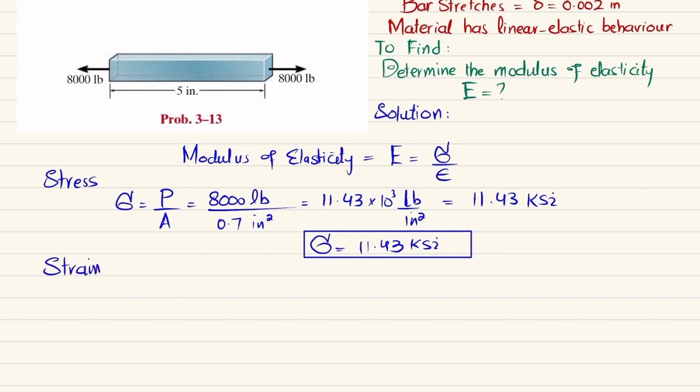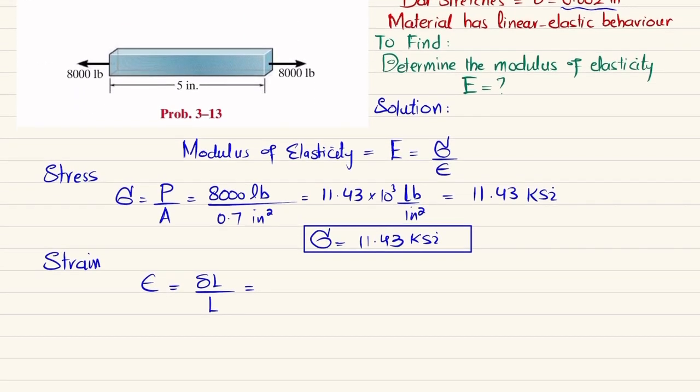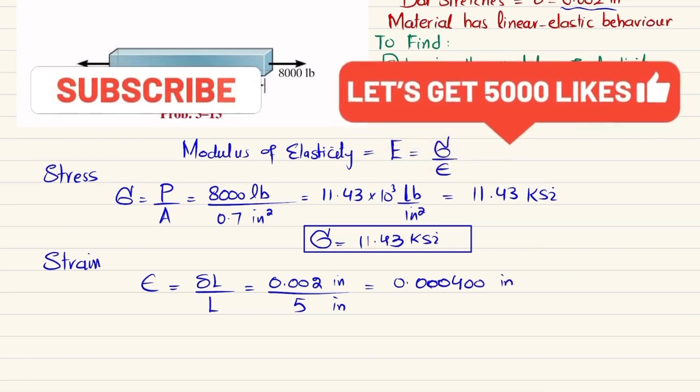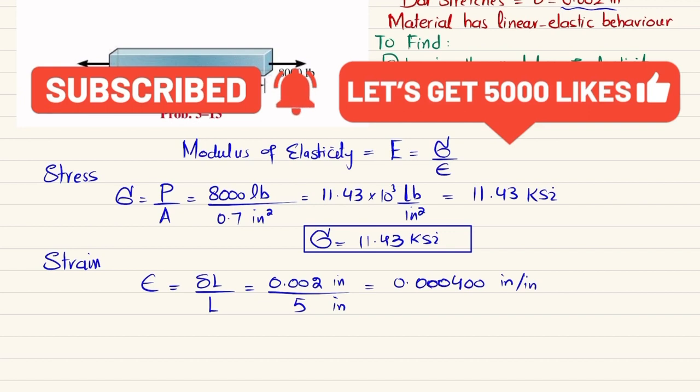You know that strain is equal to change in length divided by original length, L. So the change in length or stretch is given as 0.002 inch, and the original length of this bar is 5 inch. So inch divided by inch, and you will get 0.000400, and it will be inch per inch or unitless because they will cancel each other.